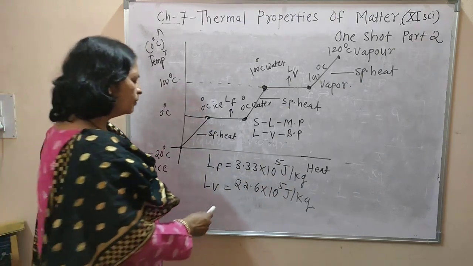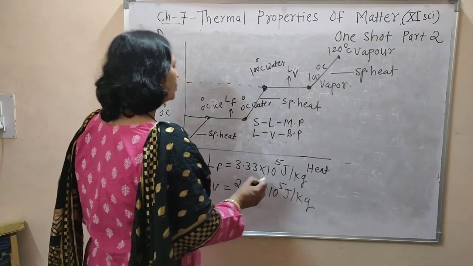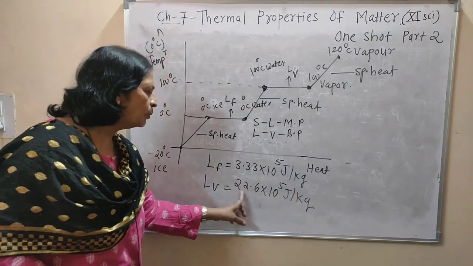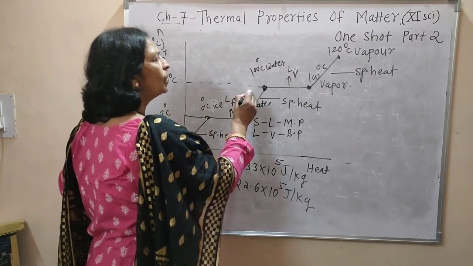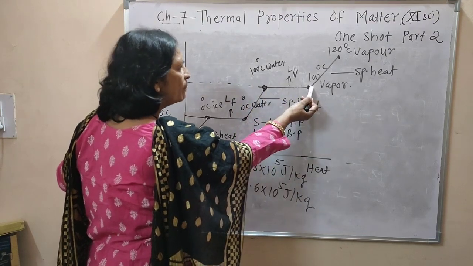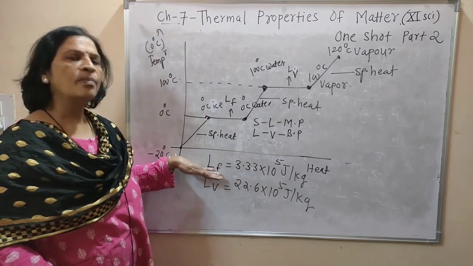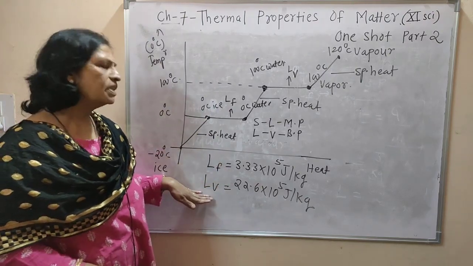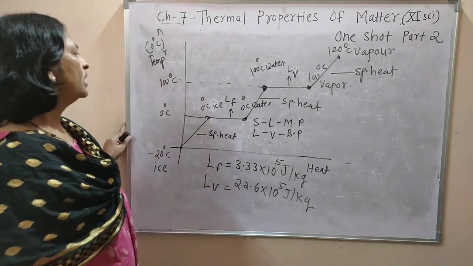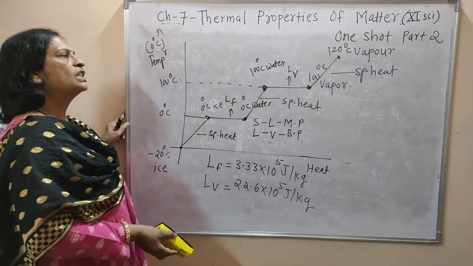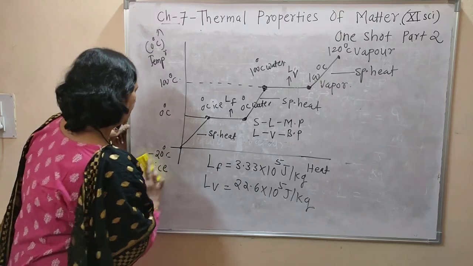And the latent heat of vaporization for water is 22.6 into 10 raised to 5 joule. That heat is required to convert the water into vapor at 100 degree Celsius. This is the meaning of latent heat of fusion and latent heat of vaporization for water. Understood? And in this manner we can explain the article specific heat and latent heat. Understood? Okay.